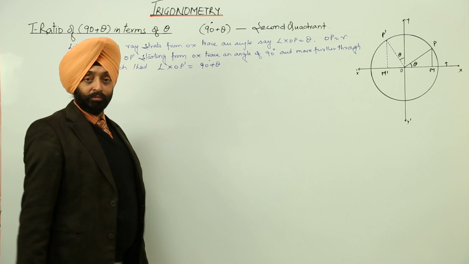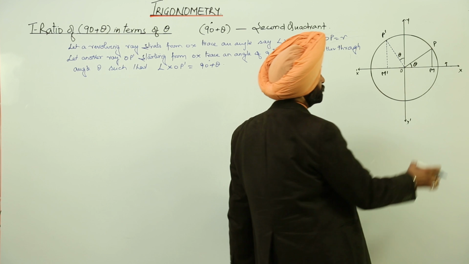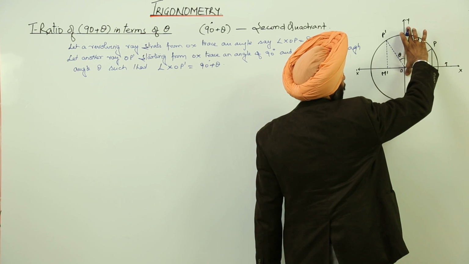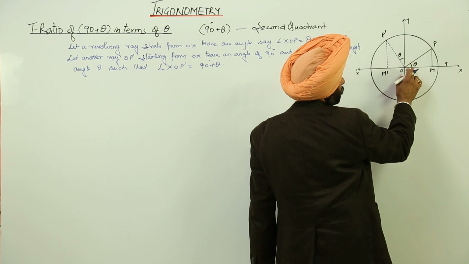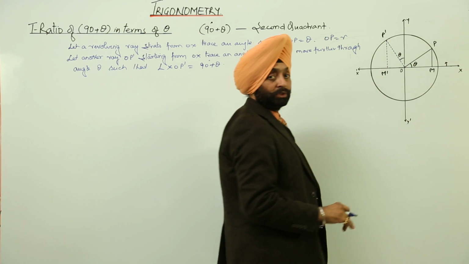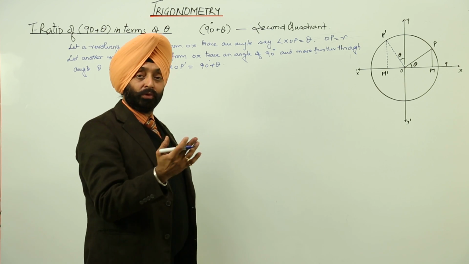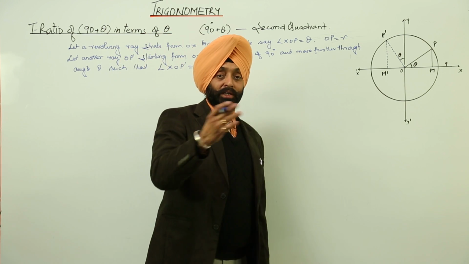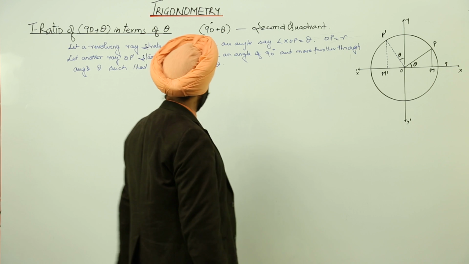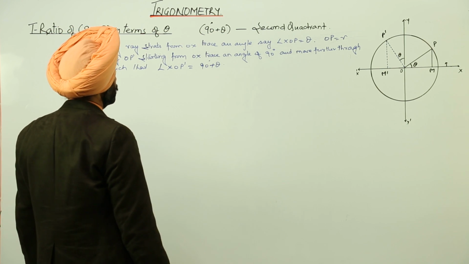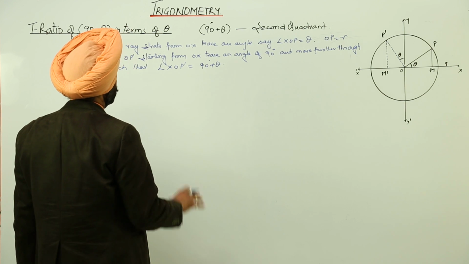Now what does this second line mean? Starting from here it first covers 90 degrees and then moves further up to theta, whatever the measurement of theta was. Suppose theta is 30 degrees, then it will move 30 degrees beyond 90, meaning 90 plus 30 becomes 120 degrees. Okay, so angle XOP dash is equal to 90 plus theta.